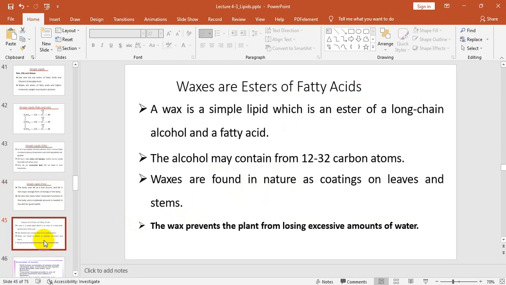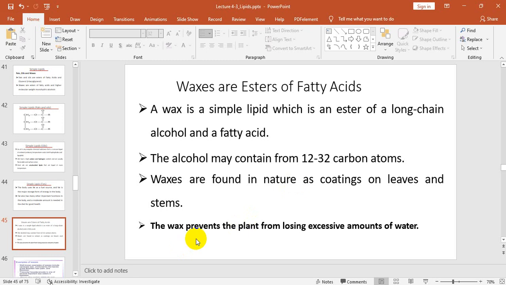Waxes are esters of fatty acids. A wax is a simple lipid which is an ester of a long-chain alcohol and a fatty acid. The alcohol may contain from 12 to 32 carbon atoms. So waxes are also simple lipids. Waxes are found in nature as coatings on leaves and stems. If you want to know what a wax is, look at the candle. The white thing which the thread goes through and supports. That white candle is a wax.